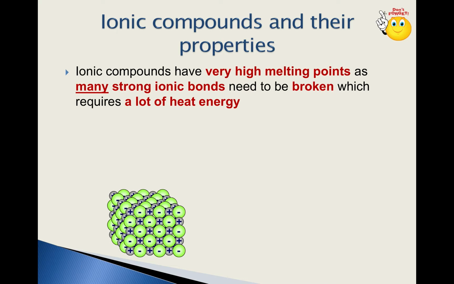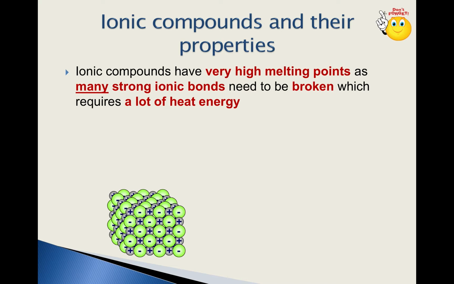Then write that there is a strong electrostatic force of attraction between oppositely charged ions. That's absolutely crucial. The word we're looking for is this attraction that is present between the oppositely charged ions. And then you need to say that many strong ionic bonds need to be broken, which requires a lot of heat energy. Or you could say a lot of energy needs to be put in to break this strong force of attraction, and therefore ionic compounds have very high melting points.